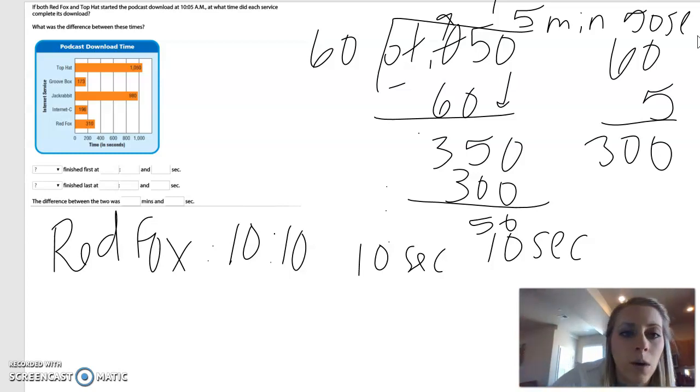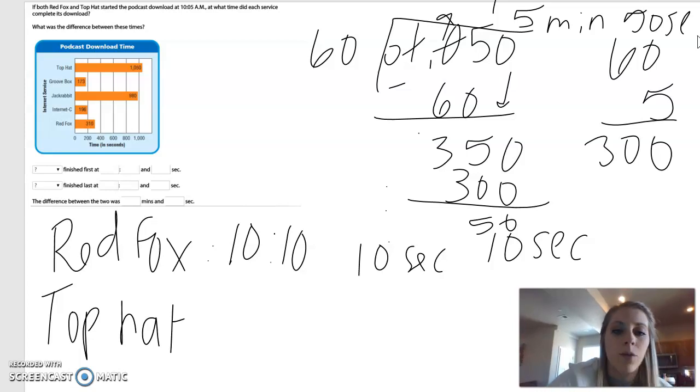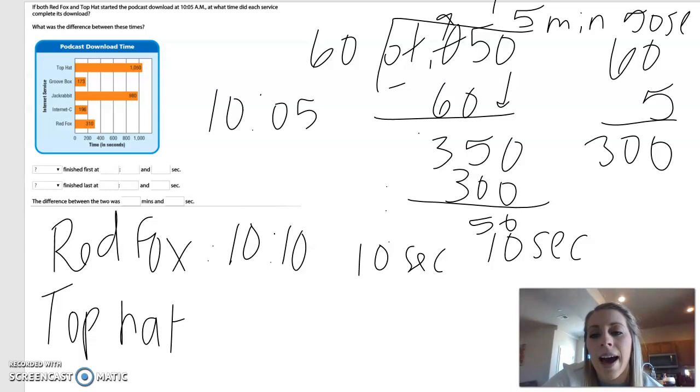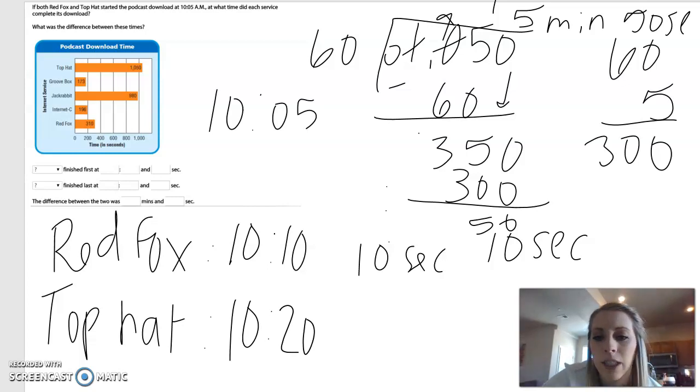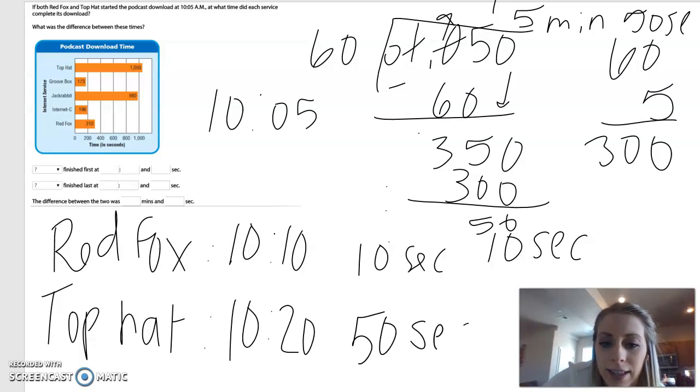So now we go top hat. If we have 10:05 and we add 15 minutes to 10:05, it's now going to be 10:20 because 5 plus 15 equals 20. Then our seconds that we have left over is 50 seconds.